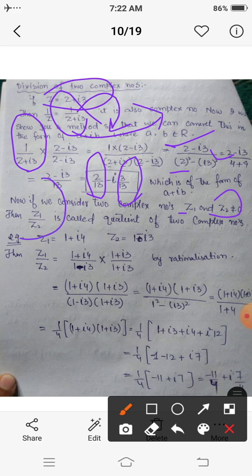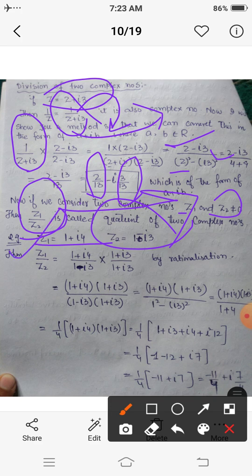Then z1 by z2 is called the quotient of the two complex numbers. Now how to find this quotient? If we consider z1 to be 1 plus iota 4 and z2 to be 1 minus iota 3, then z1 upon z2 is the quotient. So it is of the form 1 plus iota 4 upon 1 minus iota 3. Here we have to convert this complex number z1 upon z2, so we need rationalization. After rationalizing, we multiply and divide by 1 plus iota 3.